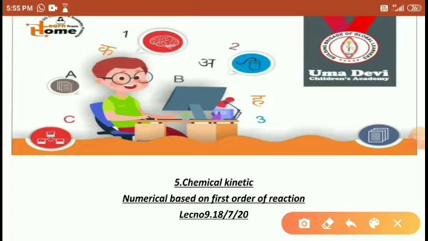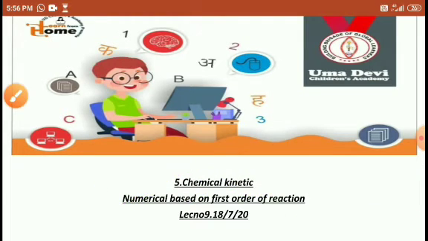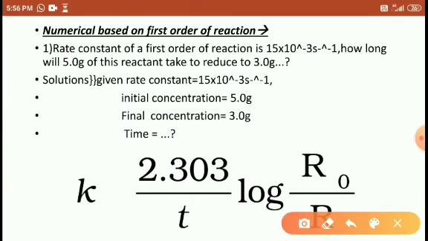Students, today we are discussing one important topic, that is the numericals based on the first order of reaction. In our board examination, we definitely get this type of numerical in the question paper. So that's why we are discussing this topic, students. Numerical based on the first order of reaction.